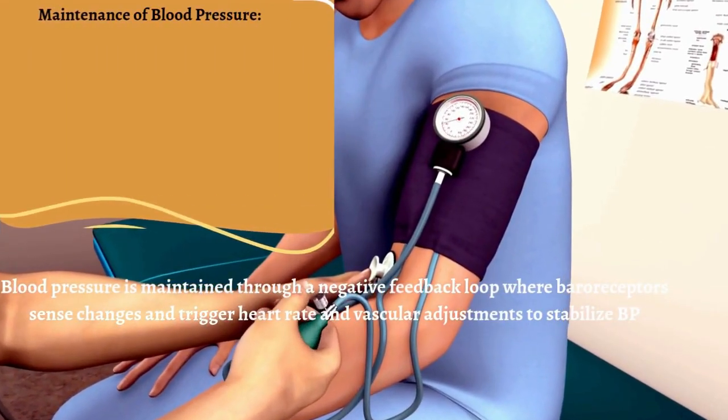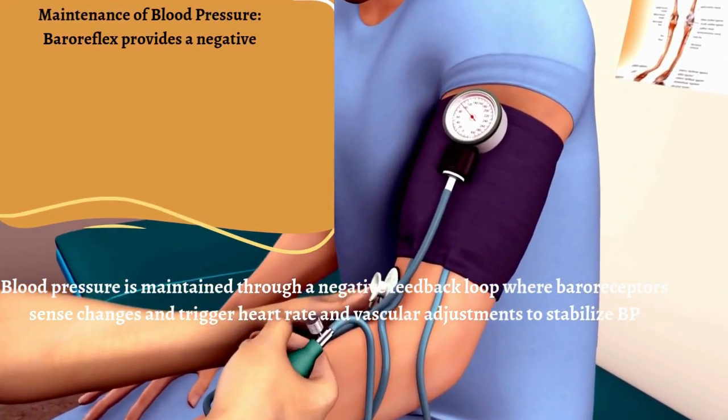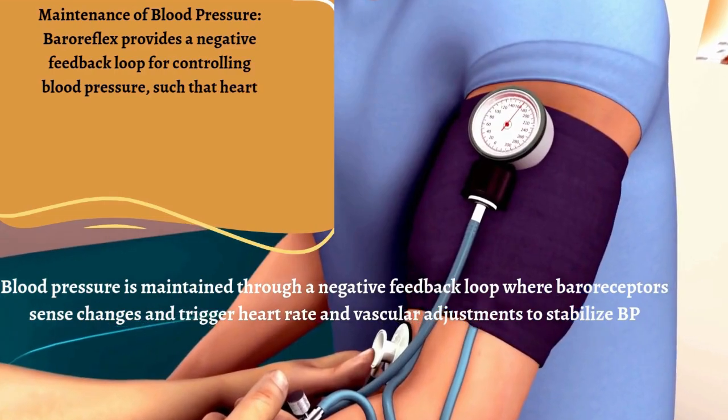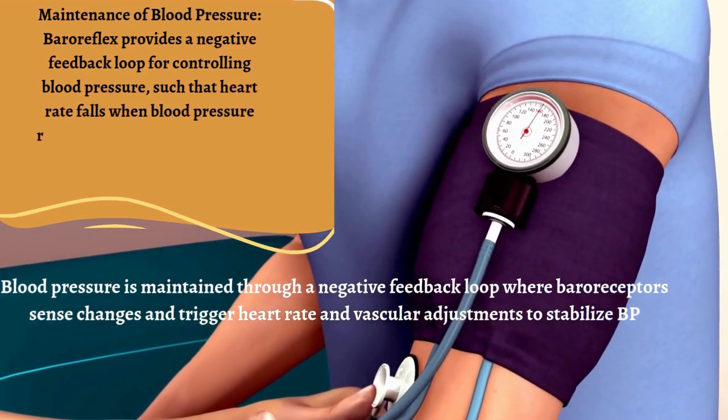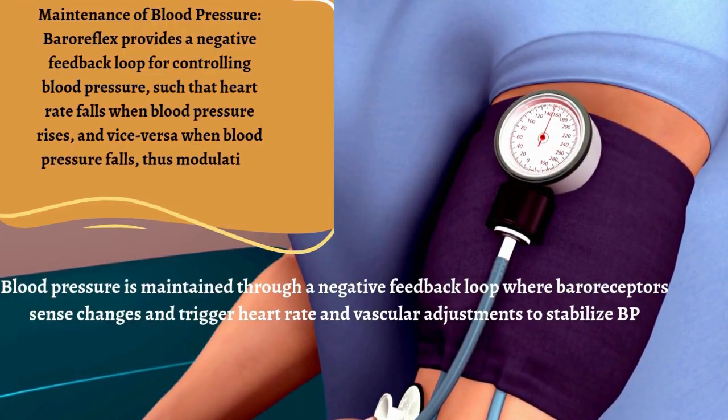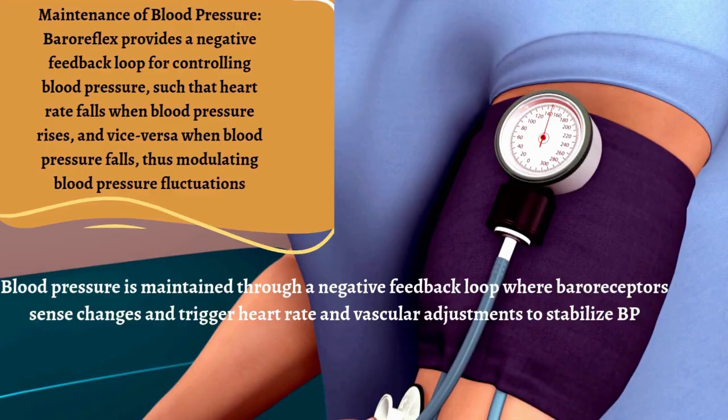Another example for the negative feedback mechanism is the maintenance of the blood pressure. Blood pressure is maintained through a negative feedback loop where baroreceptors sense changes and trigger heart rate and vascular adjustments to stabilize the blood pressure.